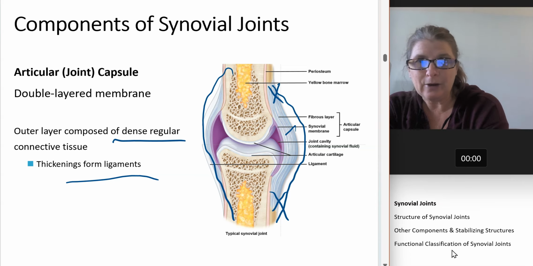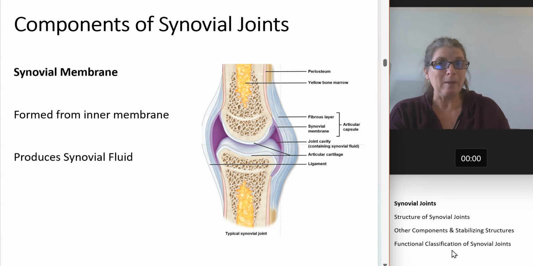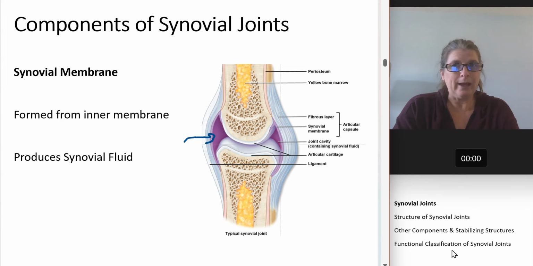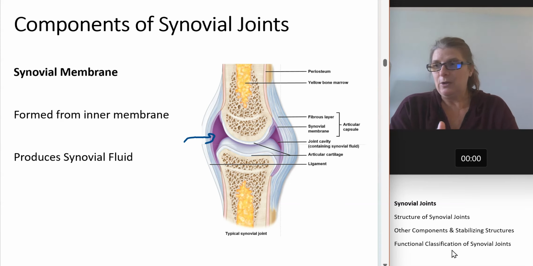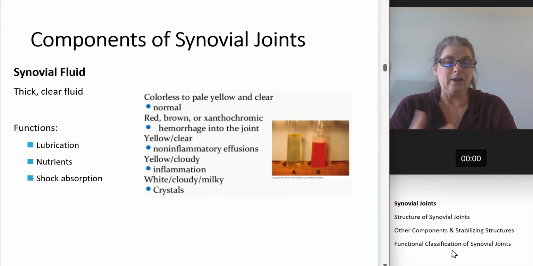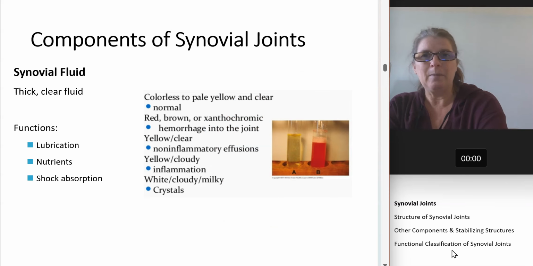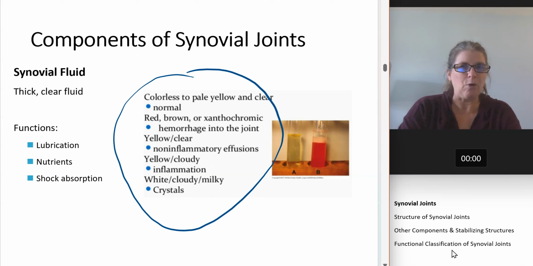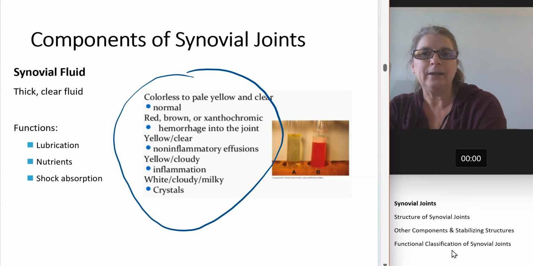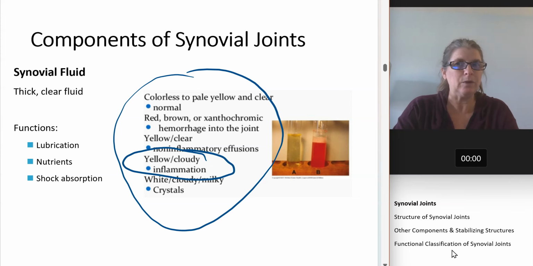Now the inner layer in here is this light purple. The inner layer of the joint capsule is the synovial membrane, so you can see the purple here. It makes a fluid called synovial fluid. And synovial fluid is there for several reasons. First of all, it's fairly thick. It should be clear. Colors can indicate problems. If it looks red, that shows bleeding in the joint. If it looks cloudy, yellow and cloudy, that's a classic sign of inflammation within the joint.